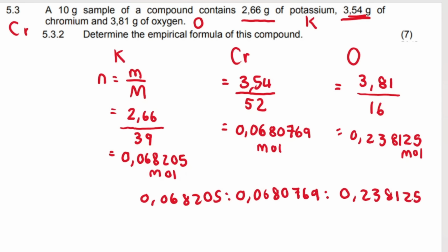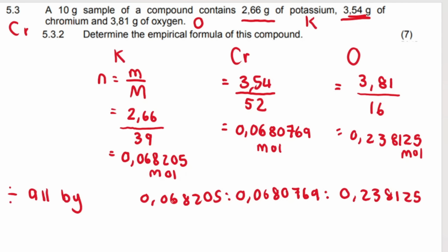0,238125. And effectively what we're trying to do is find the simplest whole number ratio of these atoms. So we put them in a ratio, and in order to get them into whole numbers, we're going to divide all of them by the smallest number. This is one way to do this, and this is just the easiest way to do it.